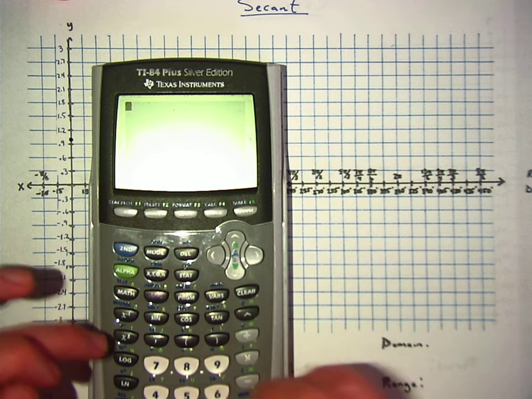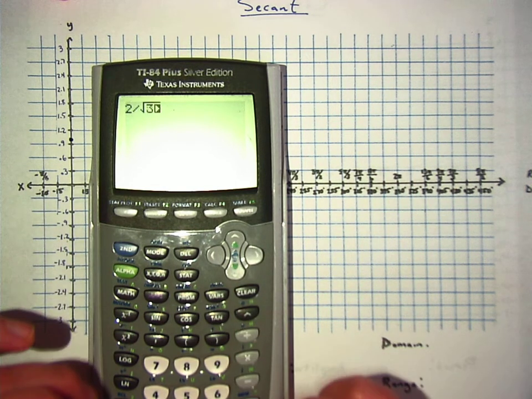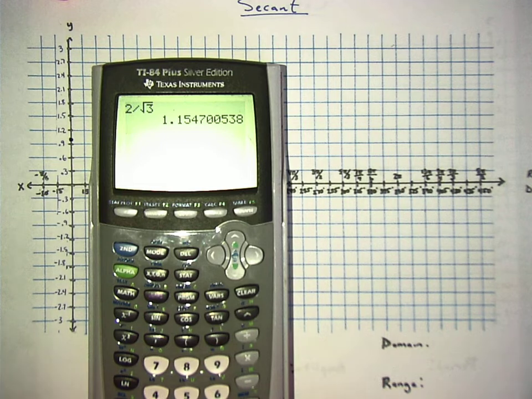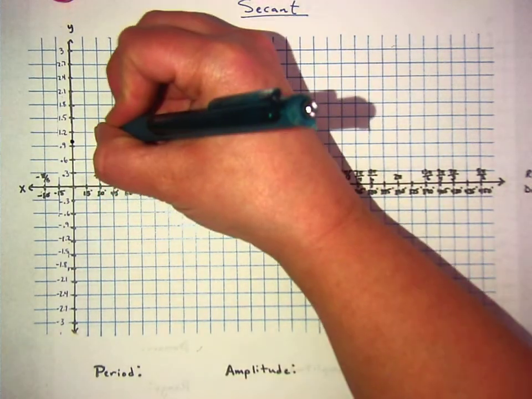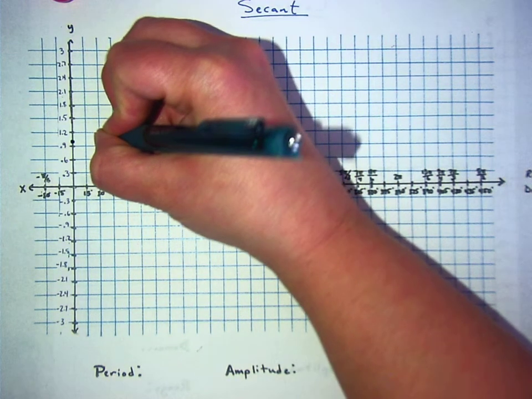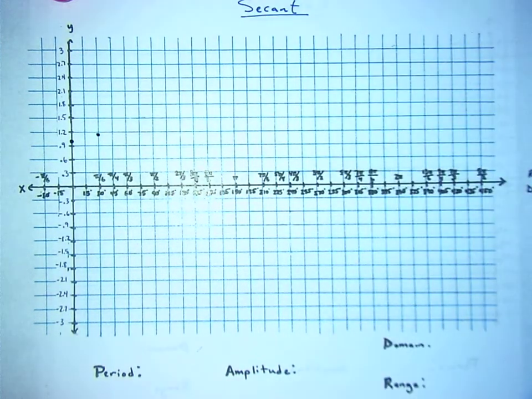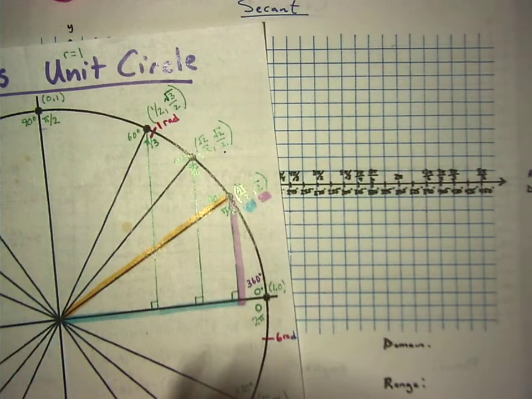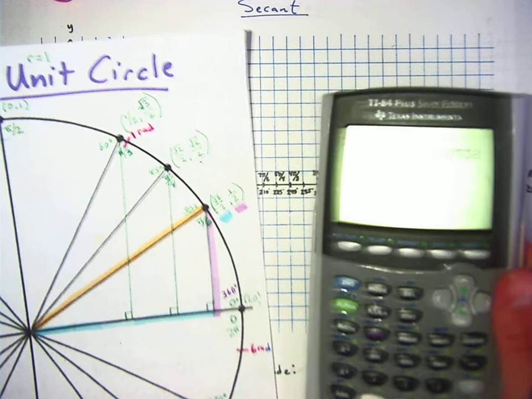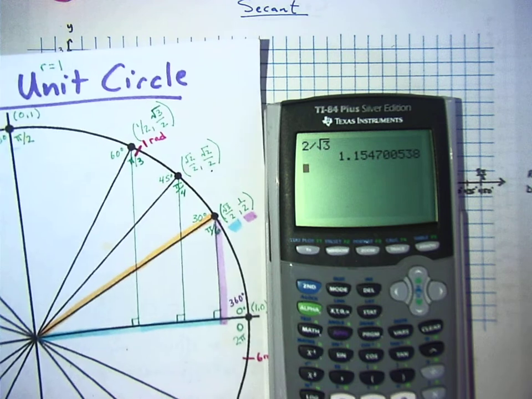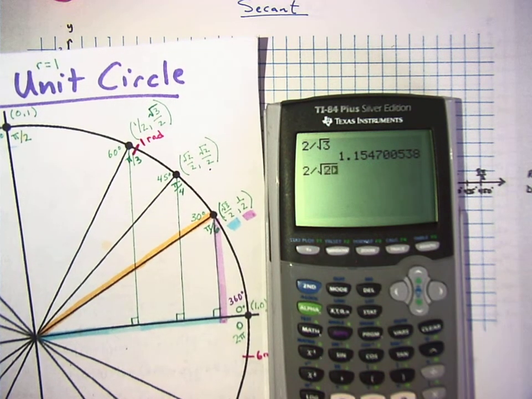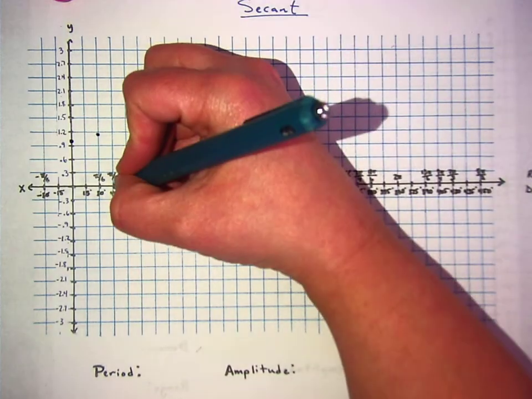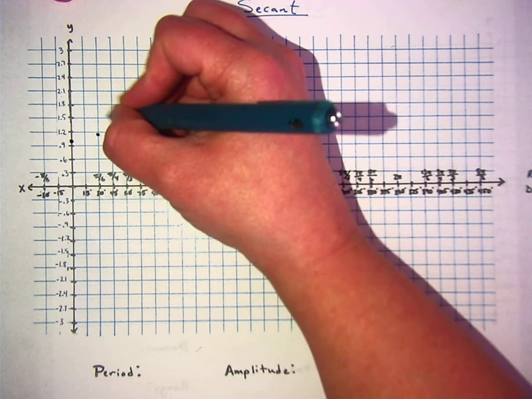All right, come on. 1.15? How do I figure out the next one? 2 divided by the square root of 2. And we don't need to rationalize any denominators right now because that's just something that we do to make them look pretty. What was it, 1.41?